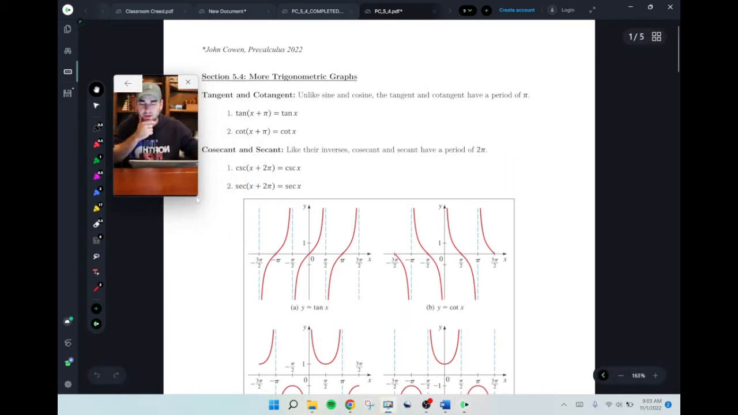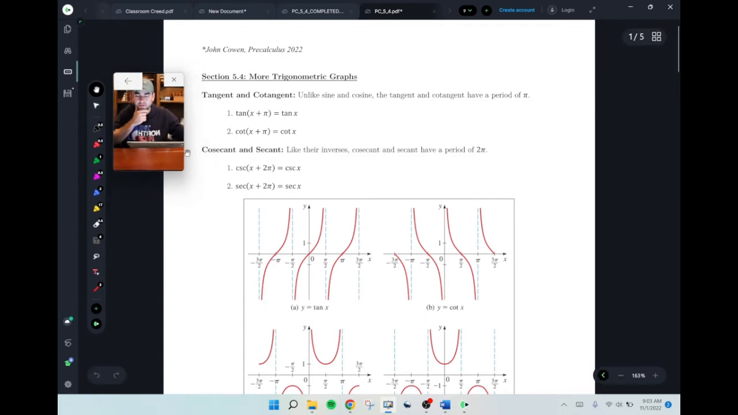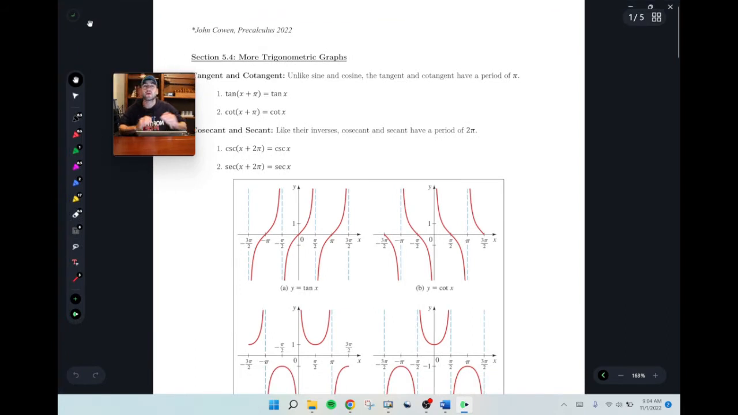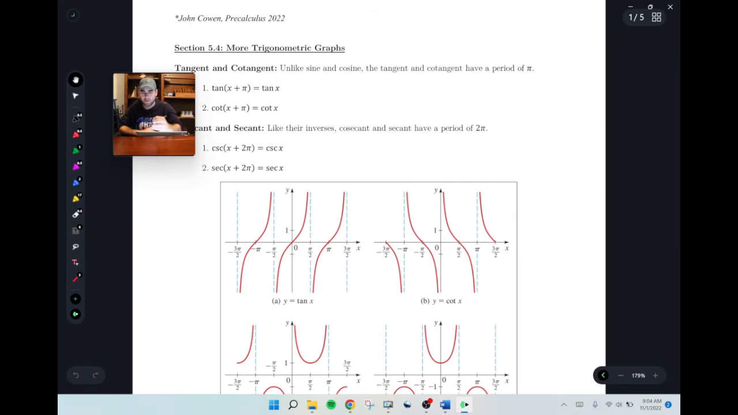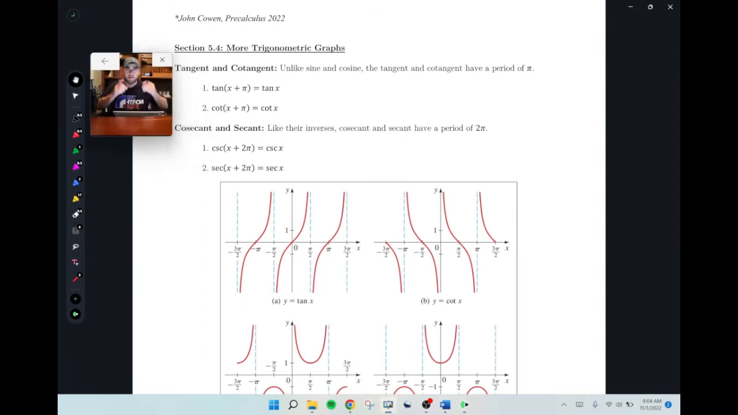So we're going to be looking at trigonometric graphs. More specifically, the tangent, the cotangent, cosecant, and the secant. So all the ones that aren't sine and cosine. But we're going to be using sine and cosine to graph each of these. And I really want to show you how the graphs of sine and cosine pretty much determine everything we're doing today. So let's get started.